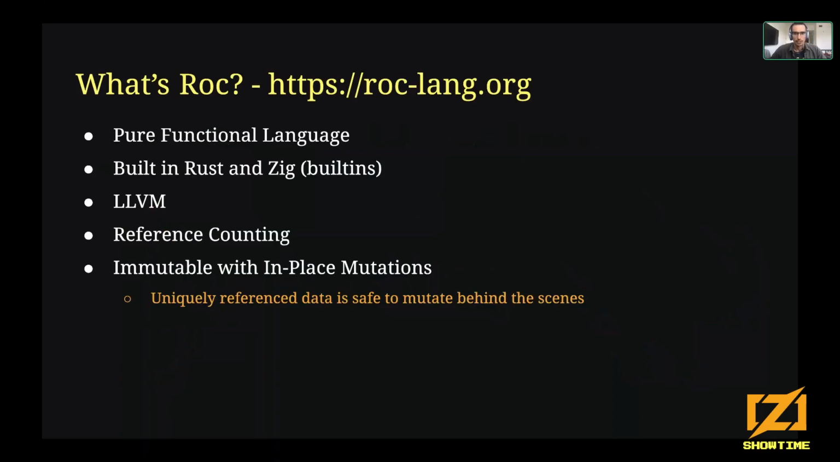What's Rock? Here's a useful URL that anyone can go to if they want to learn more. There's also a link to another video with the original creator talking about it, and an email where you can reach out if you want to contribute. Rock is a pure functional programming language. It's built using Rust and some Zig. And there's LLVM involved, there's reference counting, and the language is immutable, except if you have some data that's uniquely referenced, it's safe to mutate in place, and that will happen, which has good implications for performance.